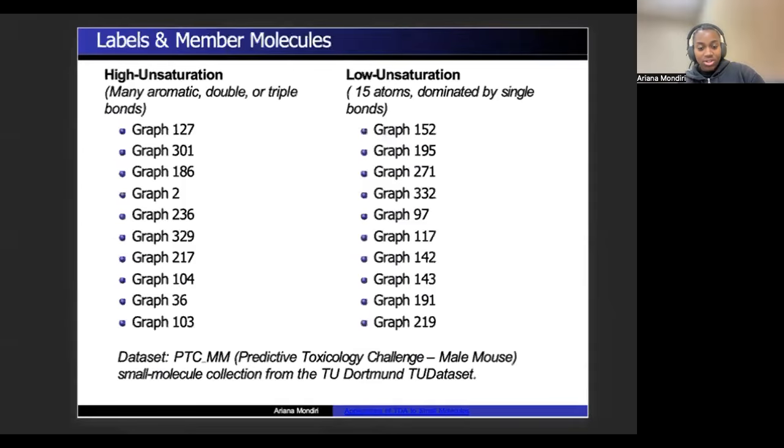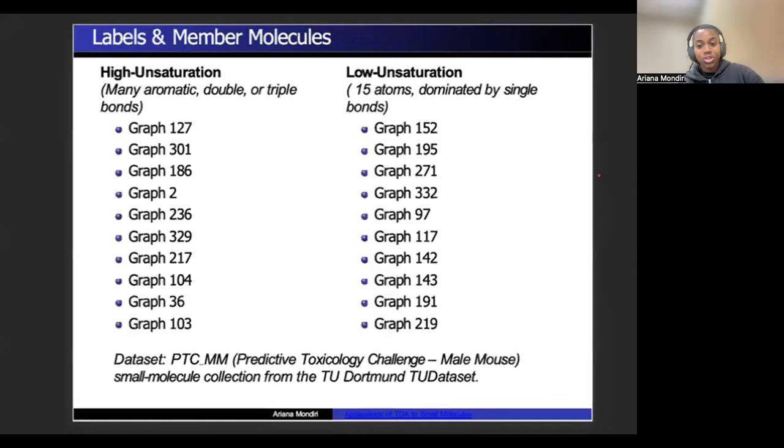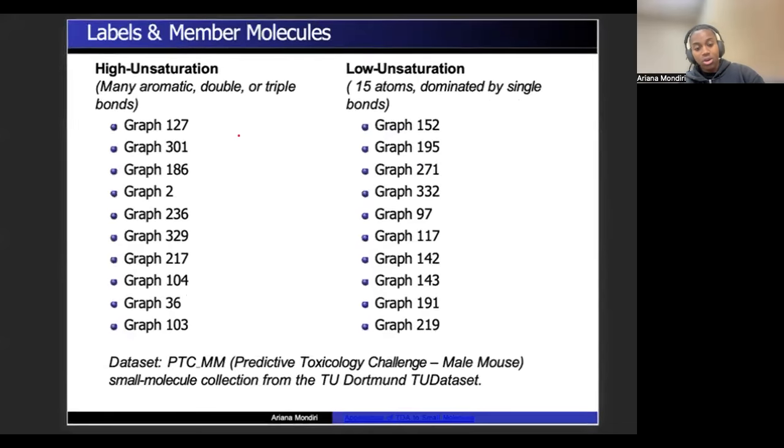To demonstrate that, we use the PTC-MM dataset, which is composed of 20 molecules. So we can make two groups. We have one group that is composed of high unsaturation molecules. Those are molecules that have many aromatic, double, or triple bonds. We have 10 of those. And in the other group, we have low unsaturation molecules. Those are molecules that are dominated by single bonds and have a tree-like structure. We also have 10 of those.